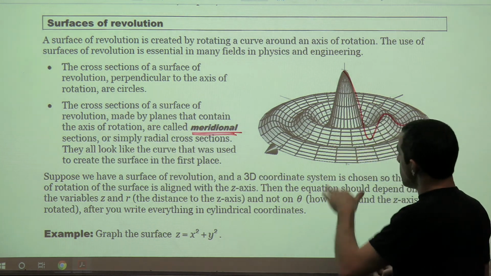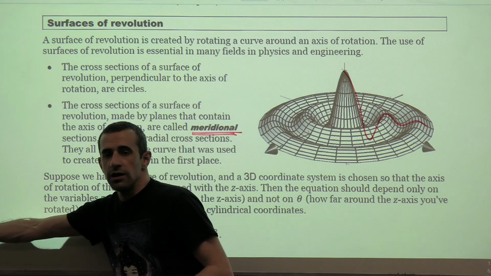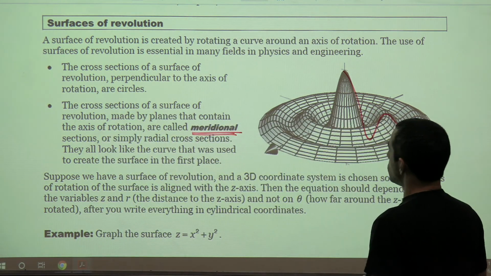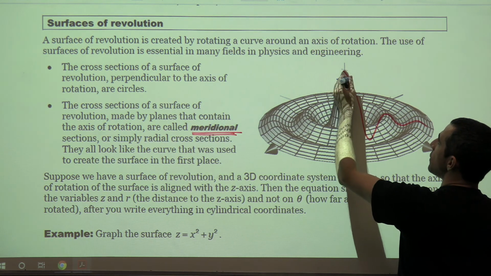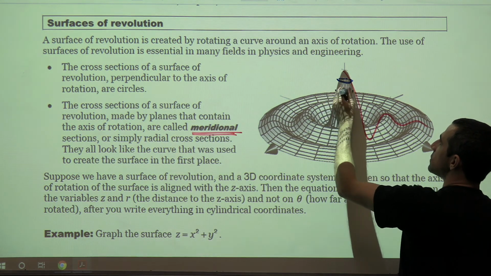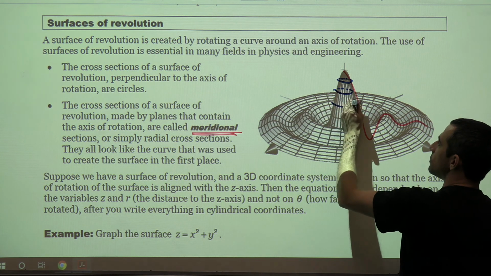Now, the other kinds of cross-sections that are important here are the horizontal cross-sections. So if you notice, in this kind of surface, all horizontal cross-sections are circles.